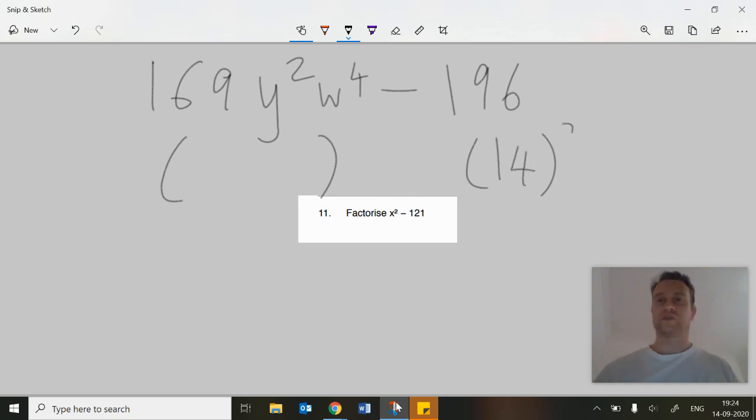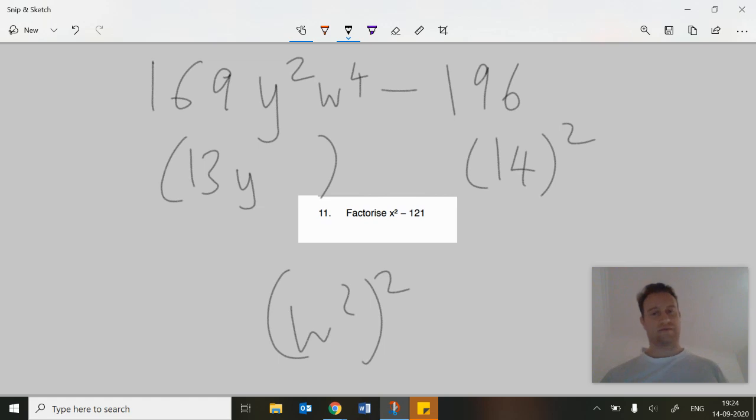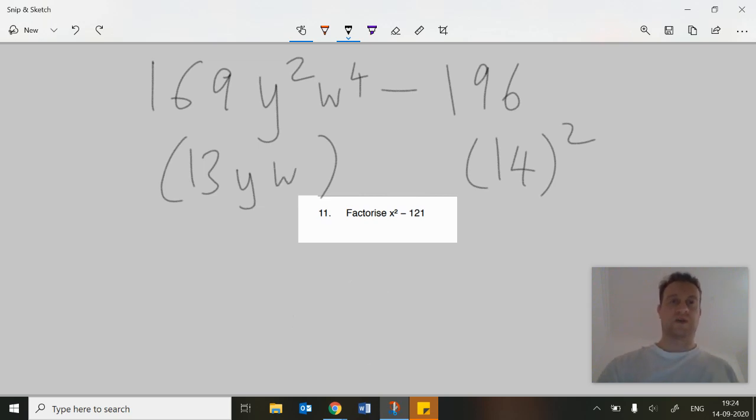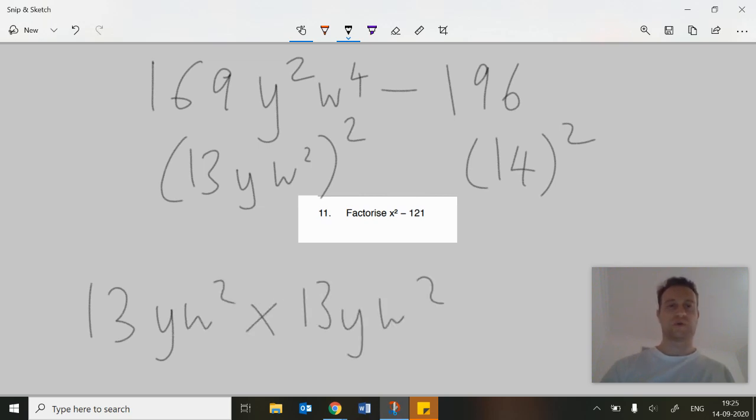196 is 14 squared. 169 is 13 squared. Y squared is just y squared, and then w to the 4 is w squared squared. That's one of our laws of indices: if you have a power on a power, then we multiply the two together. So if I did 13y w squared times 13y w squared, I end up getting 169y squared w to the 4.